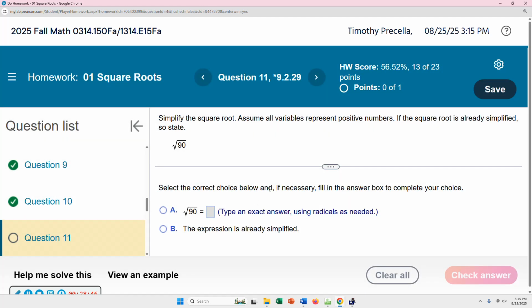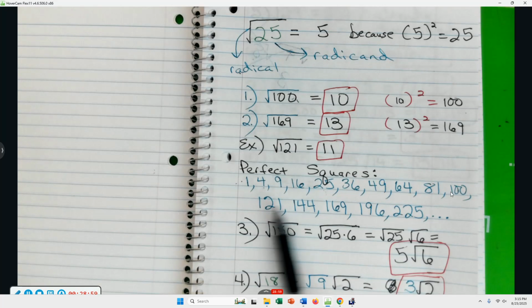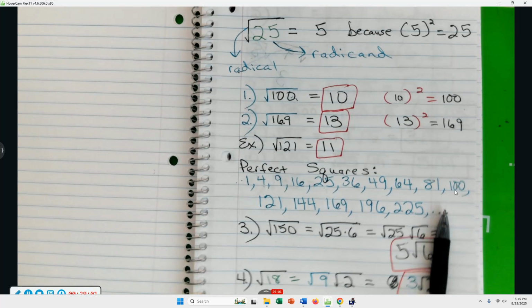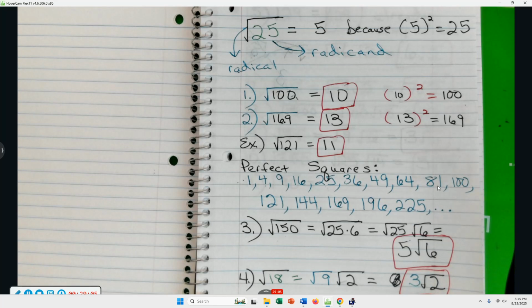Oh gosh, another one of these. Okay, the square root of 90. Is 90 a perfect square? Is it in our list of perfect squares? No. What's the biggest perfect square that divides evenly into 90? It's sort of obvious. 9.